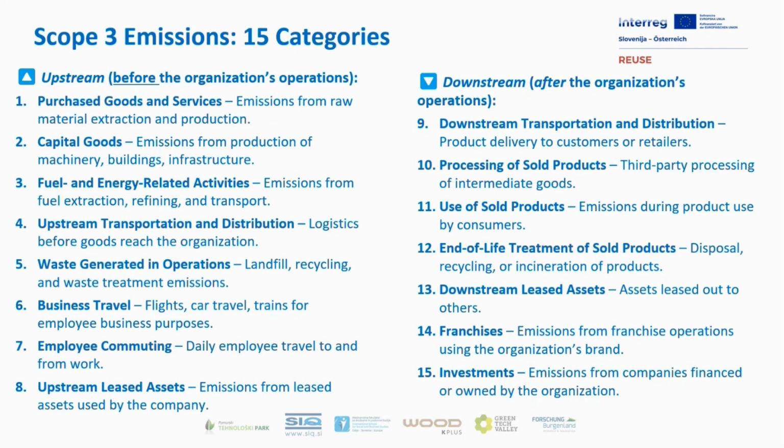And the last one, category 15, investments. These include emissions that come from financial investments, such as shares or portfolios in other companies. For instance, emissions from companies in which the organization holds an ownership stake. So, understanding all 15 categories allows organizations to build a complete picture of their Scope 3 footprint and identify where the biggest opportunities for reduction might be.